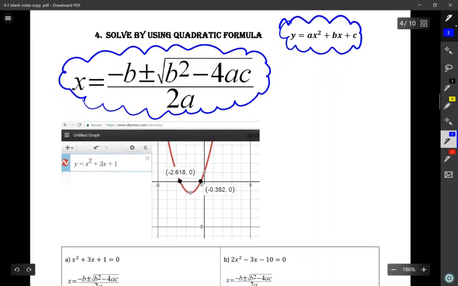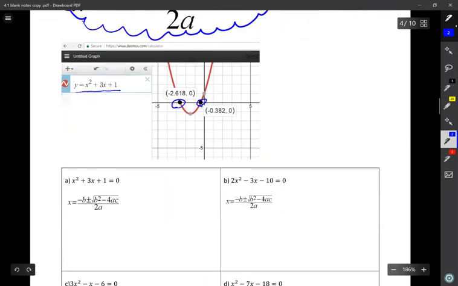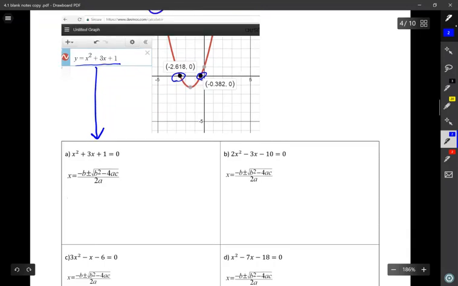So I took here a problem that doesn't have nice numbers: x squared plus 3x plus 1. I plugged it in and found that my x-intercepts are negative 2.6 and negative 0.3 or 0.4. All right, so those two. I'm going to do the same problem algebraically using the quadratic formula.